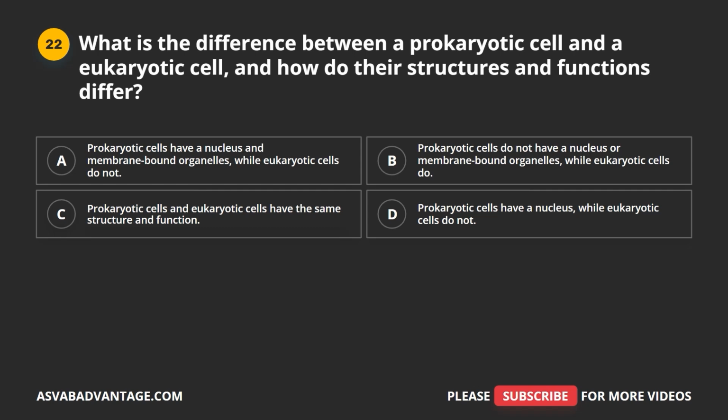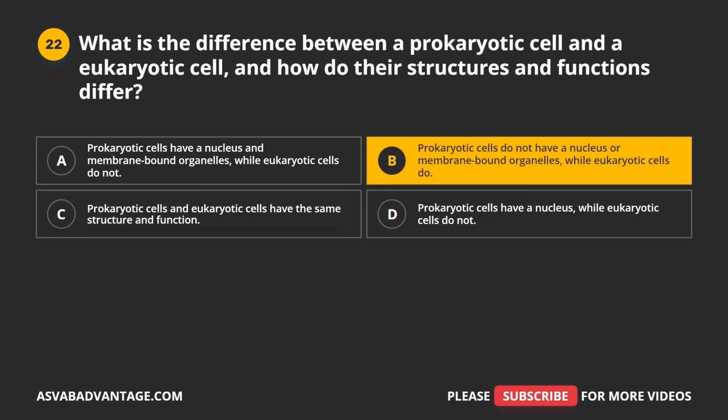Question 22. What is the difference between a prokaryotic cell and a eukaryotic cell, and how do their structures and functions differ? A. Prokaryotic cells have a nucleus and membrane-bound organelles, while eukaryotic cells do not. B. Prokaryotic cells do not have a nucleus or membrane-bound organelles, while eukaryotic cells do. C. Prokaryotic cells and eukaryotic cells have the same structure and function. D. Prokaryotic cells have a nucleus, while eukaryotic cells do not. The correct answer is B.